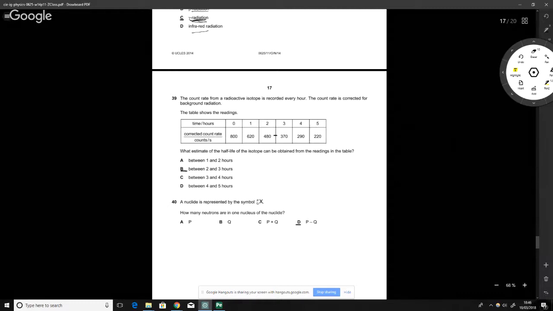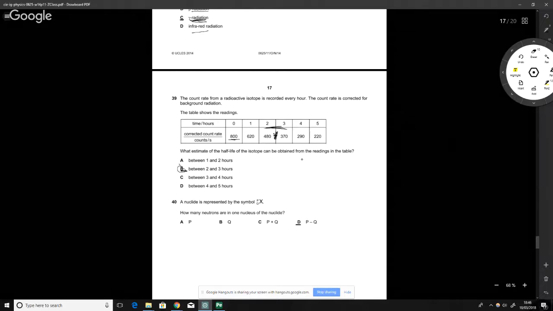All right, this is just another half-life question. It says, what estimate of the half-life can be obtained from these readings? So we basically want to take this number and find where it's roughly half, and it sits in between these two. So therefore, 2 to 3 hours, and that's why the answer is B.